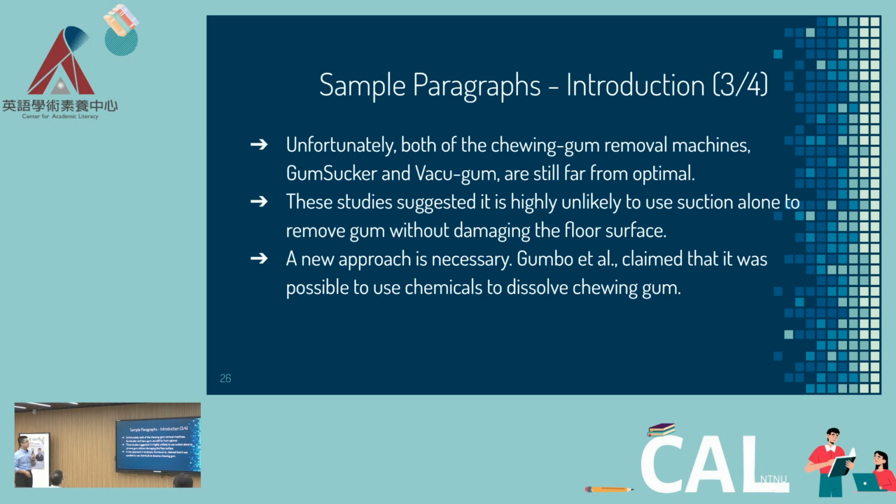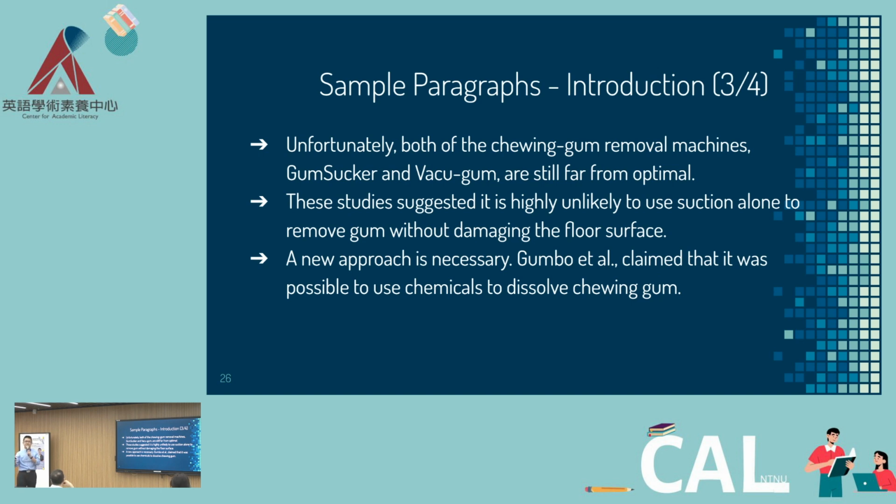Unfortunately, both of the chewing gum removal machines, gum sucker and vacuum, are still far from optimal. Yeah, so you do a little literature review, and you want to summarize what is not enough, and try to provide another solution. So how about the next one? These studies suggested it is highly unlikely to use suction alone to remove gum without damaging the floor surface.